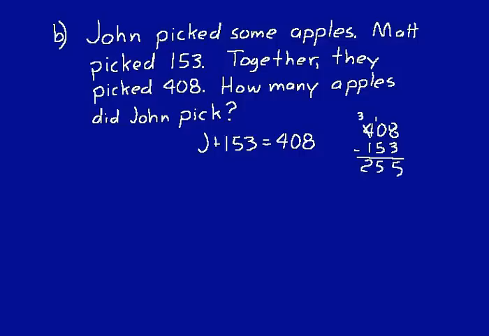255. That's how many John picked. So J is equal to 255. We can write apples as well. And so there's our answer. We make sure we're answering the question correctly. We want to know how many apples John picked. That's what we have there, 255 apples. 255 plus 153 would equal 408. And so we've done that problem correctly.